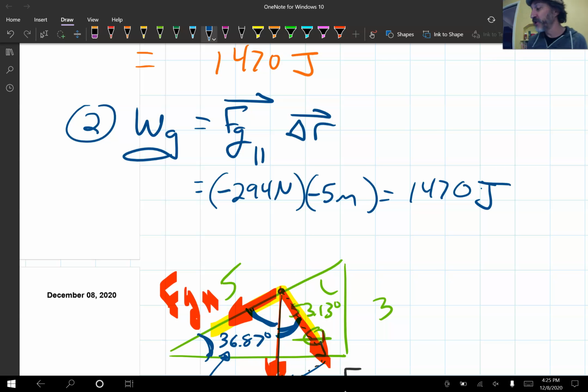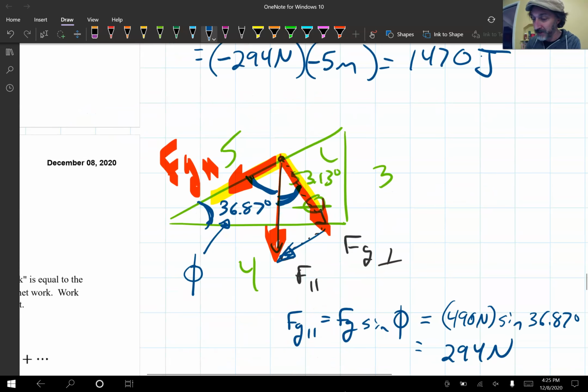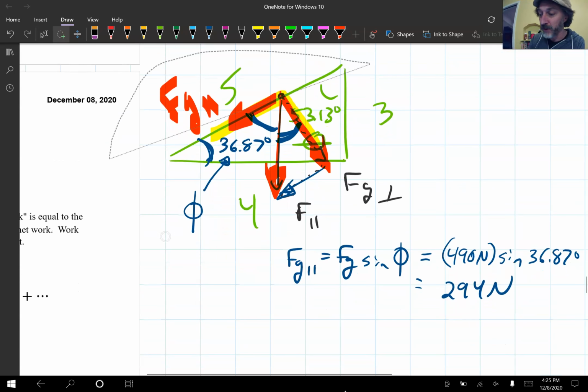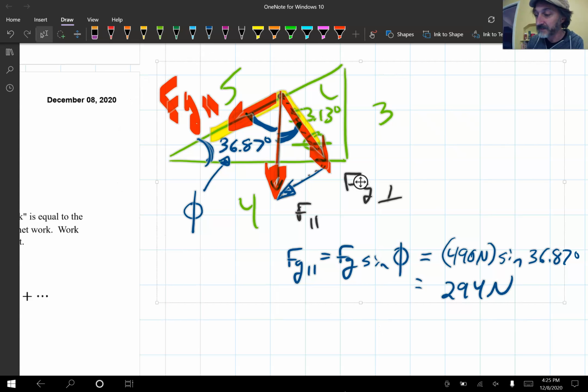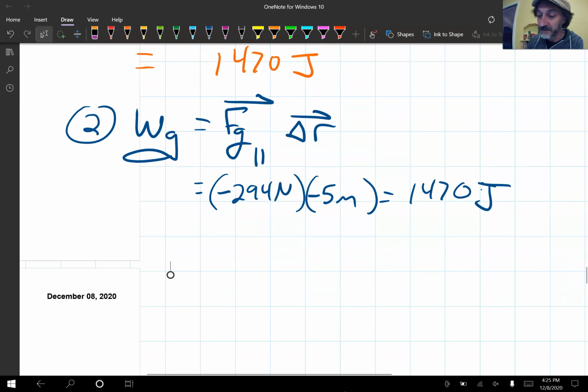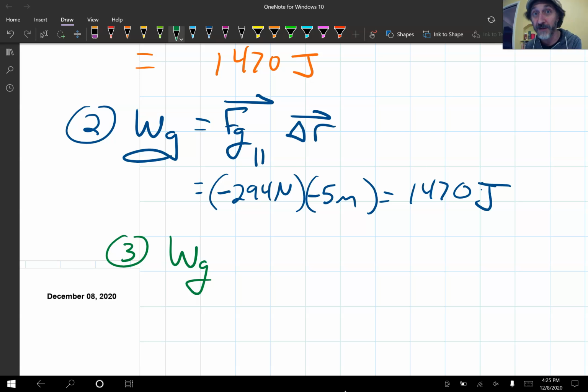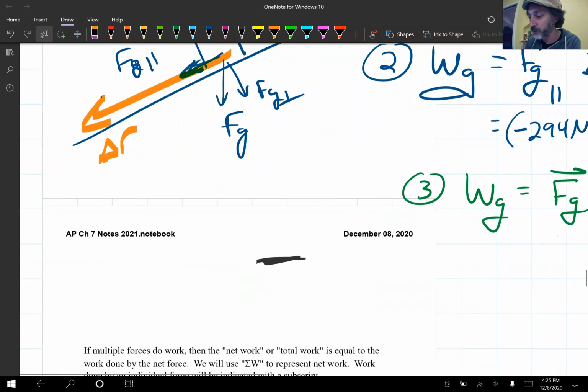All right, now option 3. Let's take a look at option number 3. Clear up my board here. Option number 3. So this time what I'm going to do is, instead of splitting my force of gravity into components, I'm going to split my displacement into components. So I'm going to multiply my force of gravity as a vector times the component of my displacement vector, which is parallel to gravity.